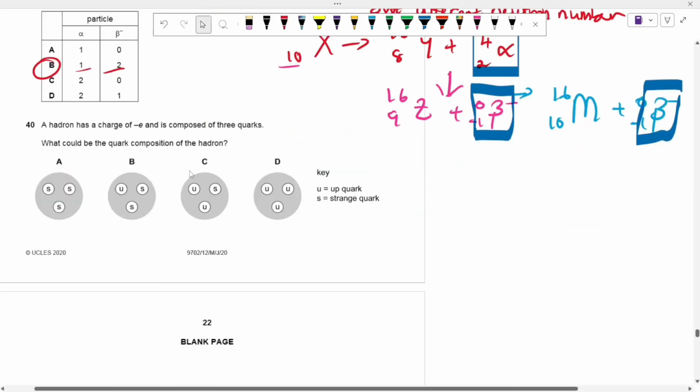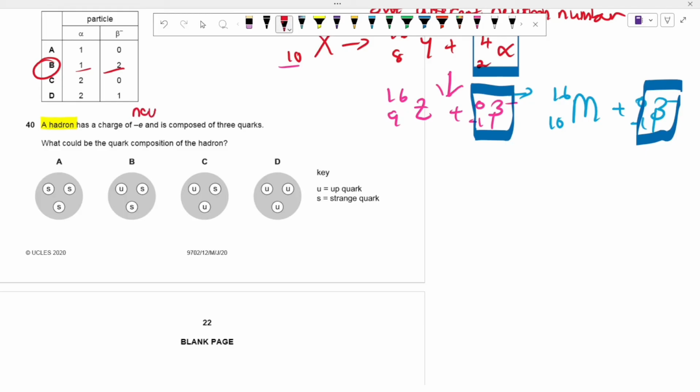Number 40, a hadron. What is a hadron? A particle that experiences a strong nuclear force. It is found in a nucleus. This can be a lot of things. It can be a neutron. It can be a proton. A hadron is just a lot of stuff, right? It has a charge of negative e and is composed of 3 quarks, 1, 2, 3. What could be the quark combination of a specific hadron?